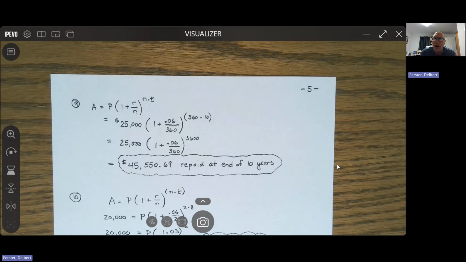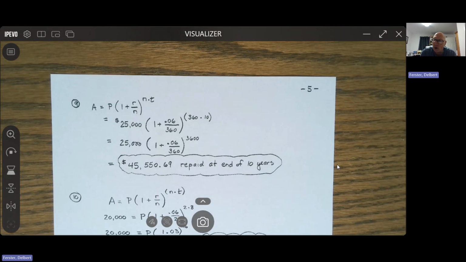Ordinary at 360, 0.06. So it's a little painful to look at, 0.06 cut by 360. And your exponent is the number of years, which is 10 times that 360. So that's the 3,600. Calculator is going to take all the heavy stuff here. So you're taking 25,000 times 1 plus 0.06 over 360, all raised to the 3,600 power. Don't round until the bitter end.